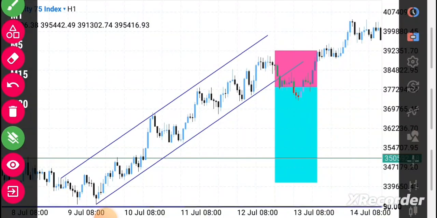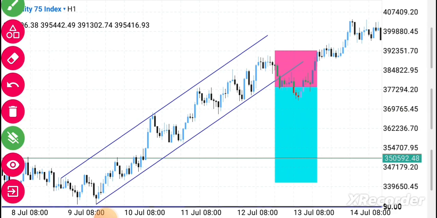Alright, as you can see right now, we are on the chart and we have the Volatility 75 Index as our pair, which we are going to be using as an example. You can see that we are on the H1 time frame. We see that the market is making higher highs and higher lows. So we draw our support and resistance around the multiple points of price rejection.